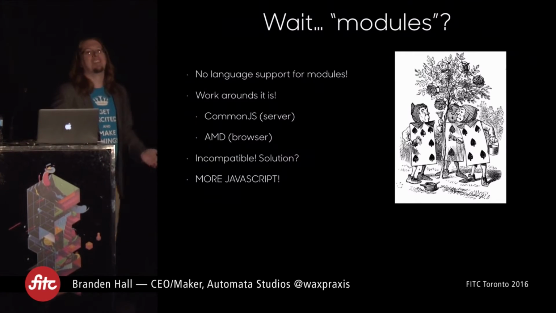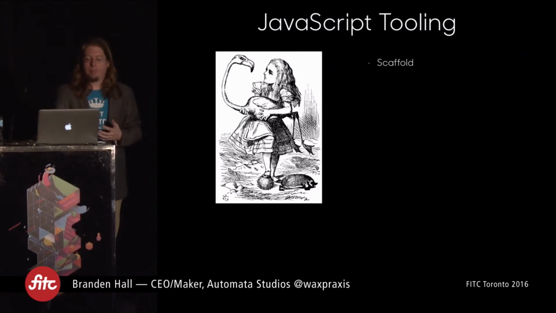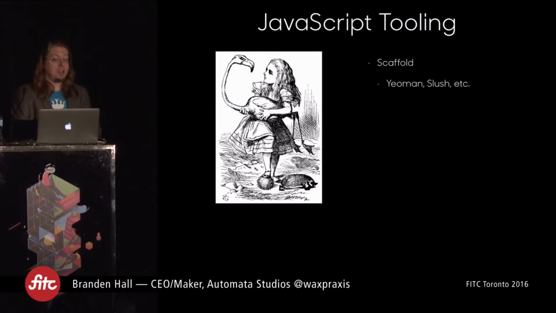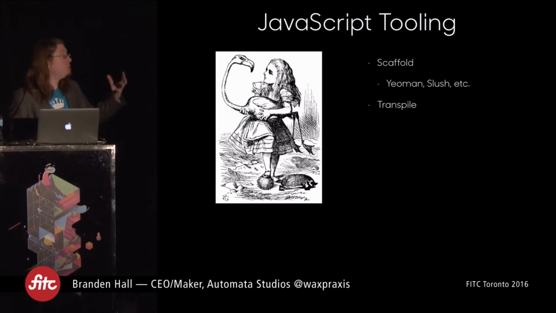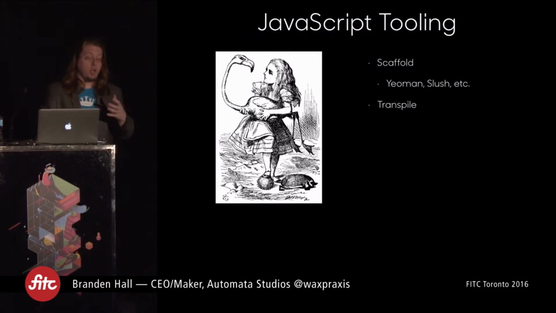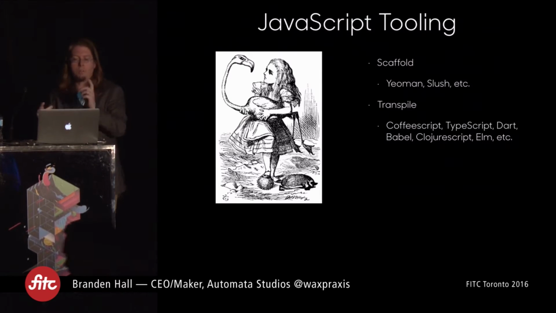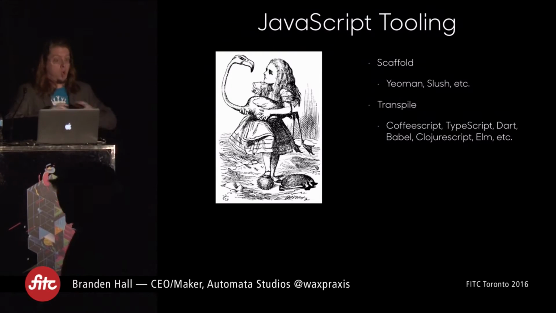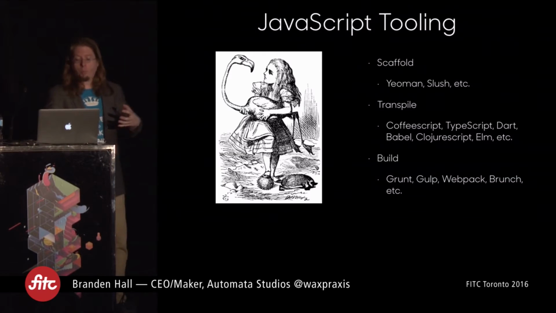More JavaScript. They have JavaScript-based tooling that pops up. Things for scaffolding your projects: Yeoman, Slush, a whole bunch of things. You have transpilers. I'm sorry, you're compiling into JavaScript? CoffeeScript, TypeScript, Dart, Babel, ClojureScript, Elm, all of these different things. You have build tools: Grunt, Gulp, Webpack, Brunch.